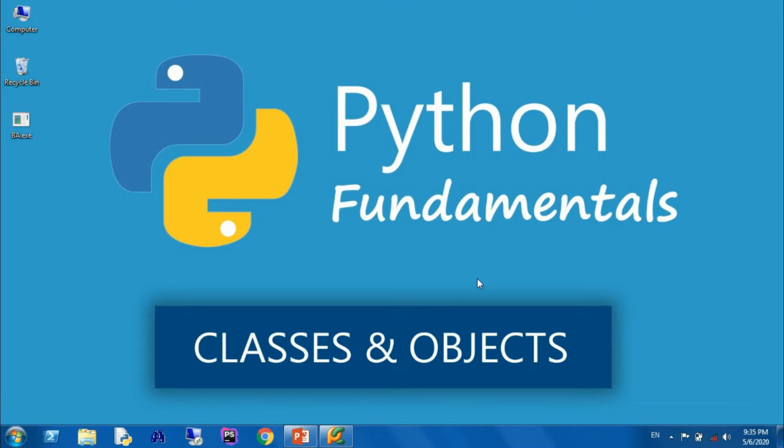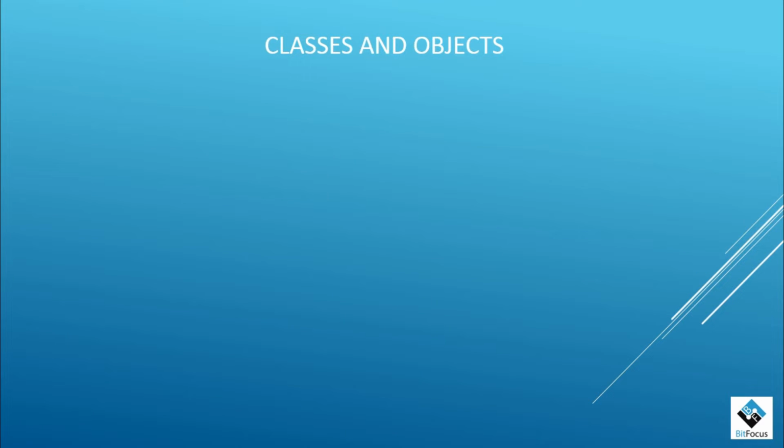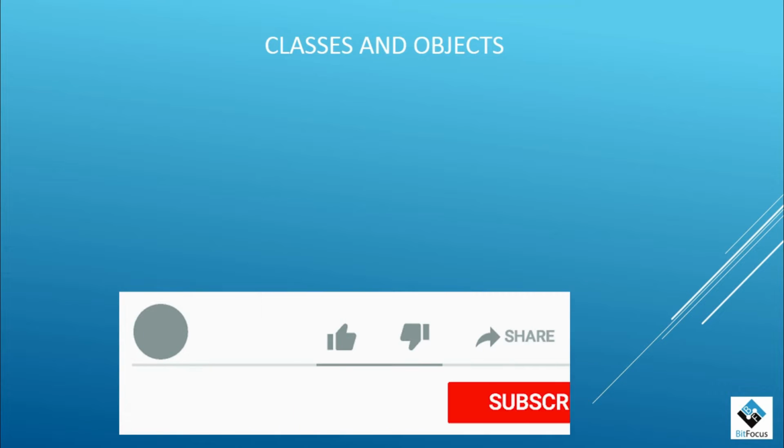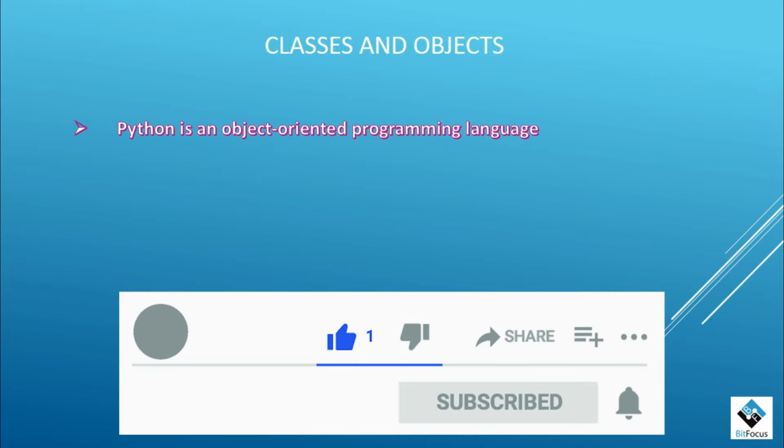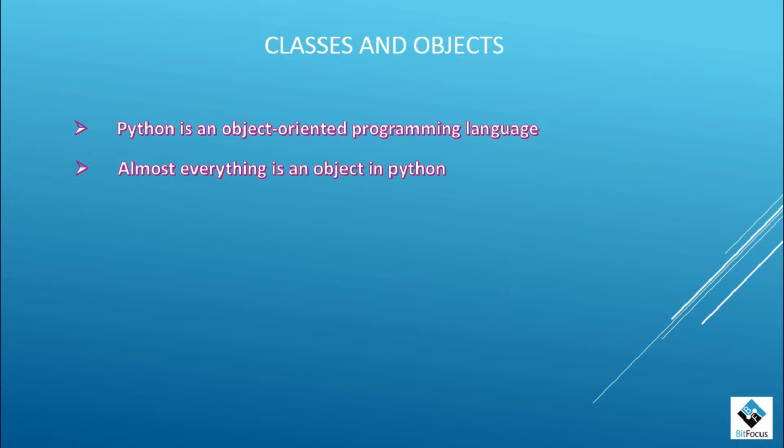So today in our session we will learn something new, that is classes and objects. What are classes and objects? If you have coded in other programming languages like Java, you may know what classes and objects are. Here in Python also, because Python is an object-oriented language, everything in Python is an object. An object is an instance of a class.